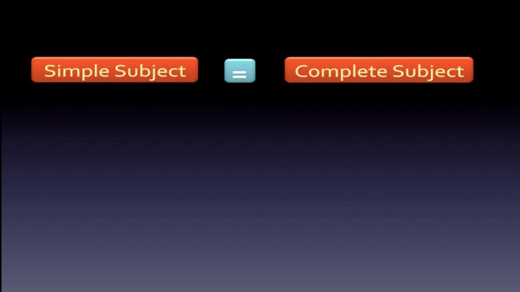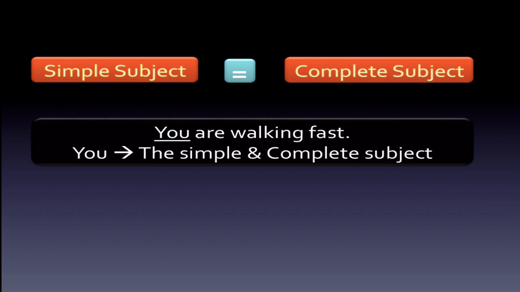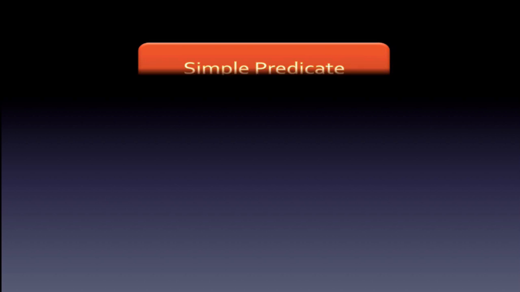Now let's take a look at the simple subject sometimes being equal to the complete subject. You are walking fast. The simple subject here is you, but it's also the complete subject because I don't have any description. I don't have anything added to the simple subject. So you is the simple and the complete subject.